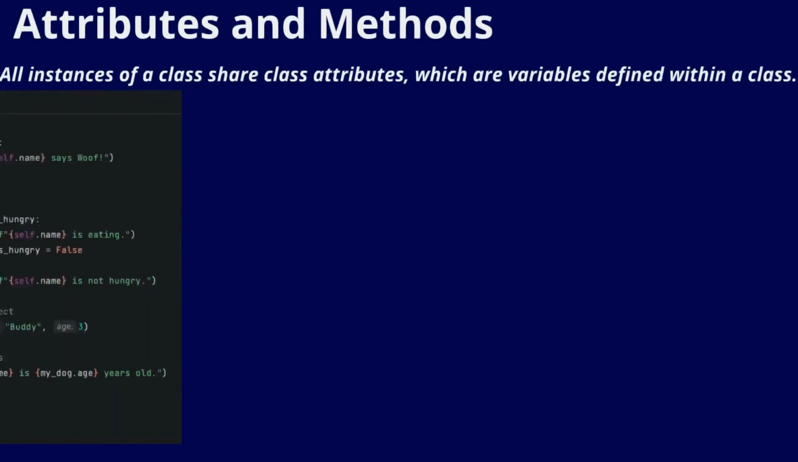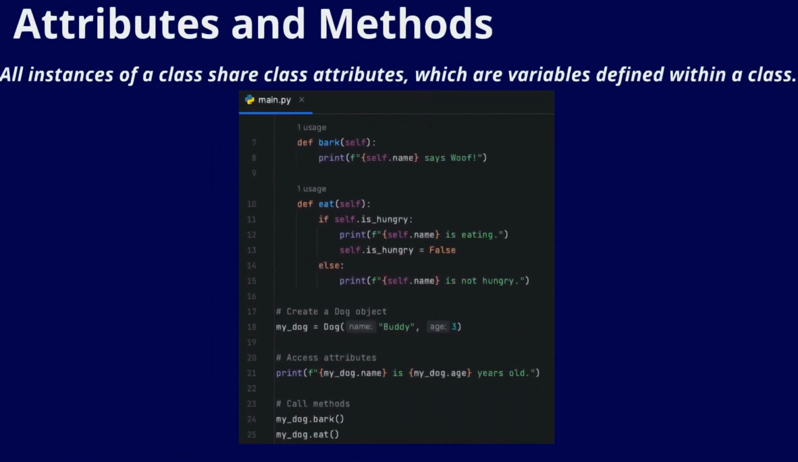Number 2, attributes and methods. All instances of a class share class attributes, which are variables defined within a class. Each instance of the class has its own instance attributes. Classes define their behaviors through methods, which are functions defined within them. Attributes of a class can be accessed and modified by them. The first parameter of an instance method is self, which refers to the instance itself.